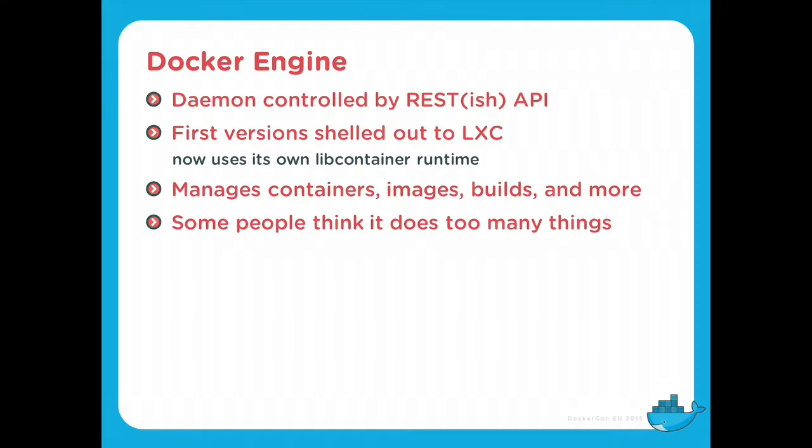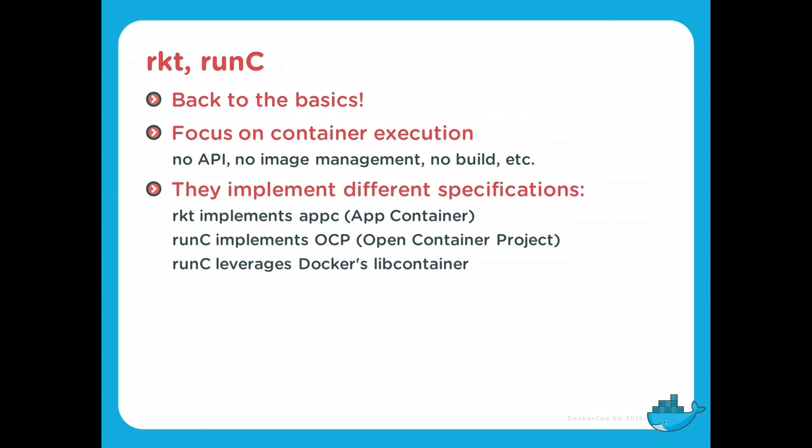The first versions of Docker, for those of you who started Docker a while ago, know that it used to shell out to LXC, and then eventually we wrote libcontainer to be able to run without LXC. So some people said, okay, Docker does way too many things. We want something smaller that we can kind of put into our own system. And that's how systems like Rocket and runC appeared. It's kind of, okay, let's get back to the basics.